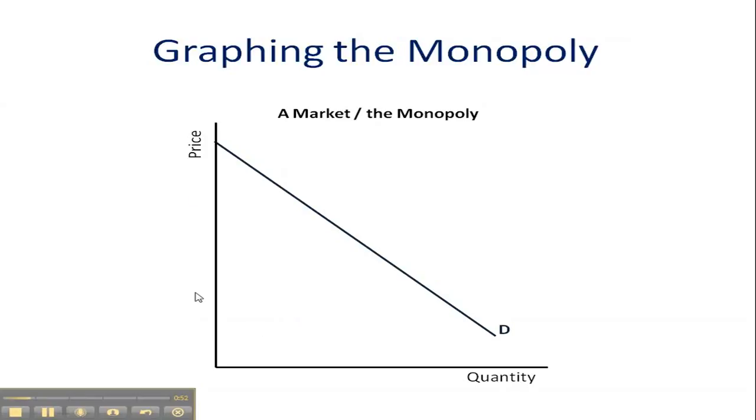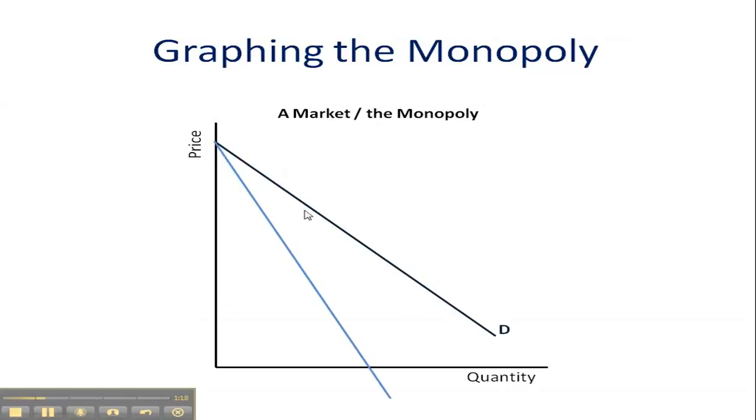So, vertical axis is price, horizontal axis is quantity. Price is also the monopoly's cost, and quantity is also the monopoly's output. The monopolist faces the market downward sloping demand curve, and that means in order to sell more, what's the monopolist have to do? He's got to lower his price. It's helpful when you're graphing the monopoly to make your demand curve touch the price axis.